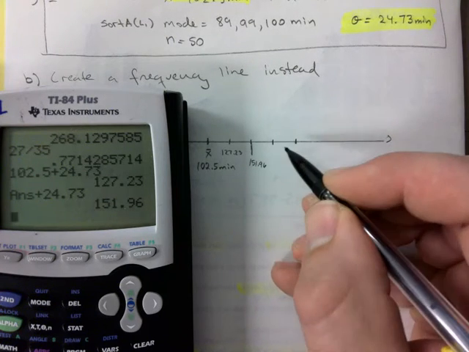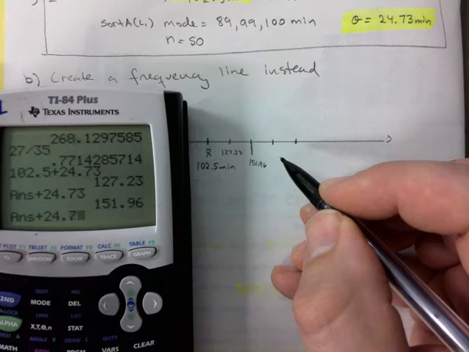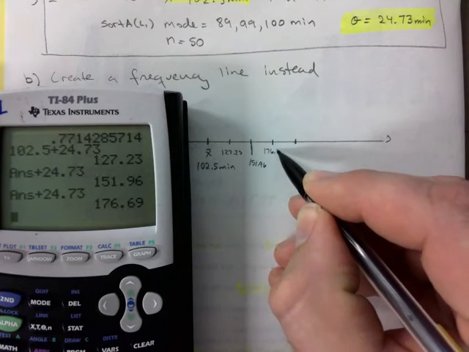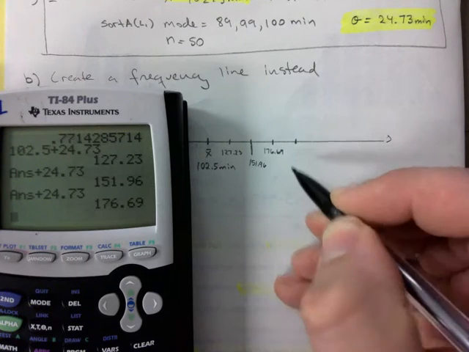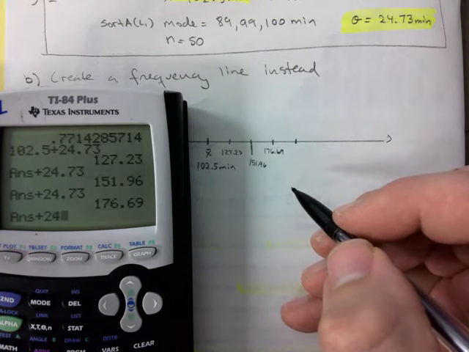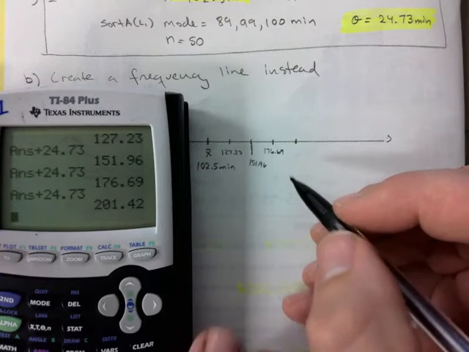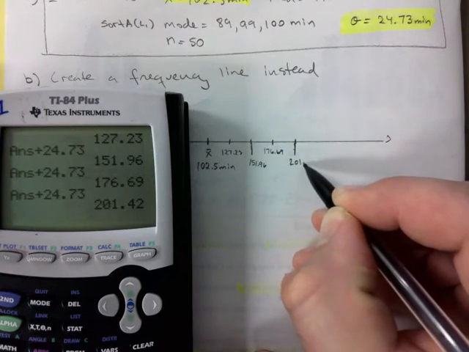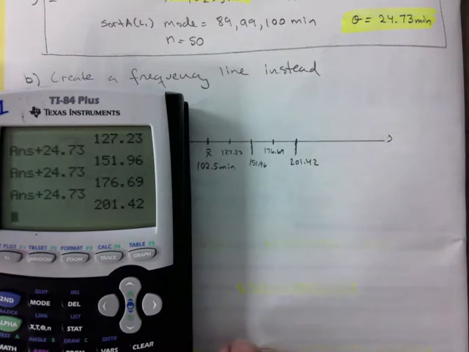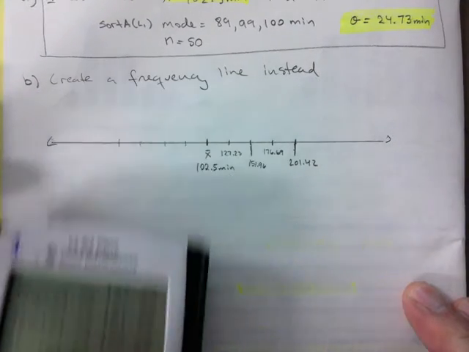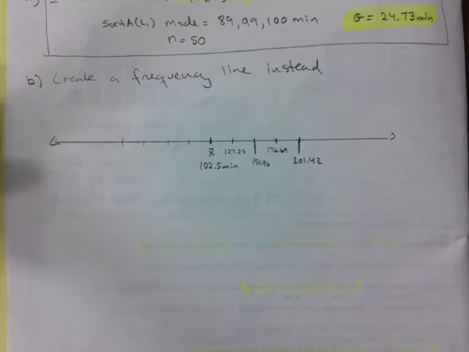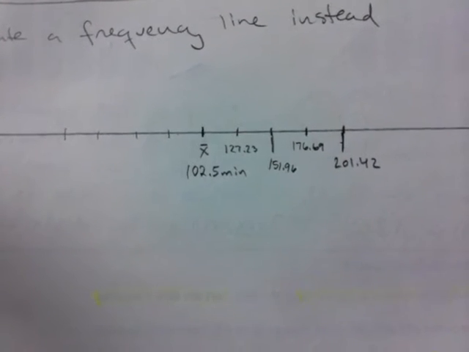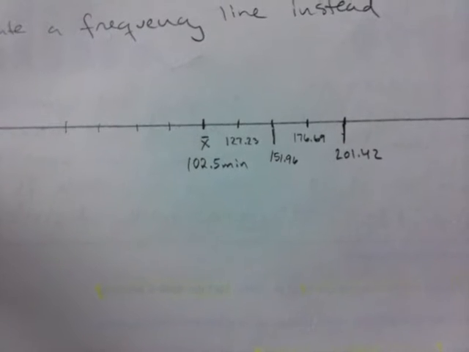And then the next one, I add another standard deviation to it, 176.69, plus 24.73 again. And I'm going to extend that line. That's 201.42. I'm going to zoom in a little bit because I haven't used the whole space.